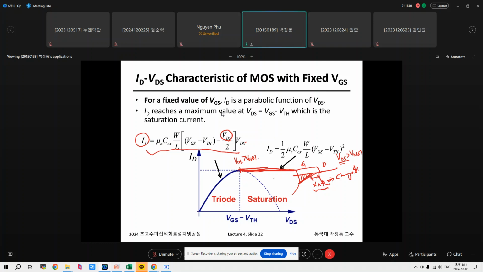This is actually controlled only by VGS. Okay, so ID is only a function of VGS, not VDS. Therefore, this is a voltage controlled current source. Okay, that's why we call this a voltage controlled current source.